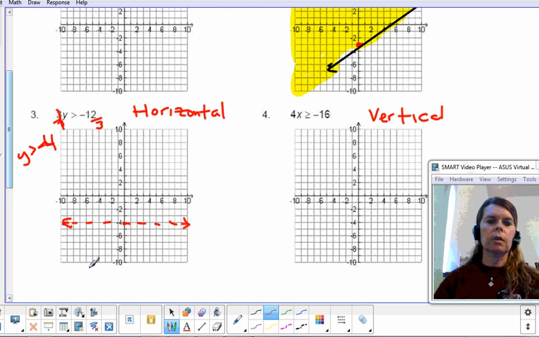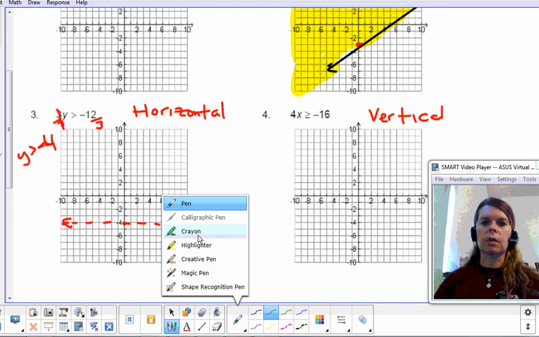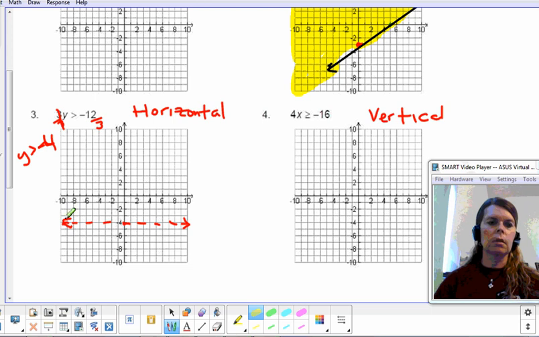Okay, and then we're going to shade greater. Again, all these are shading above. I wish we would get one that's shading below, but so far there isn't one. So we're going to shade up here because these are the numbers. These are the y's that are greater than negative 4.